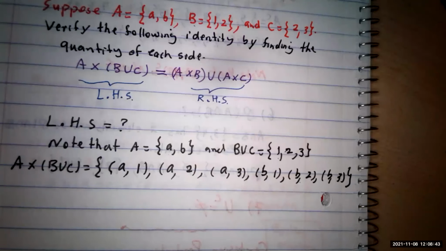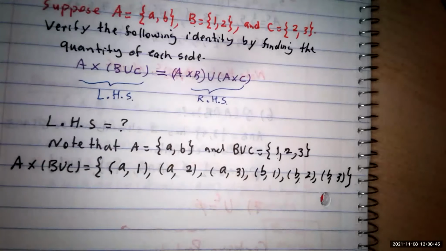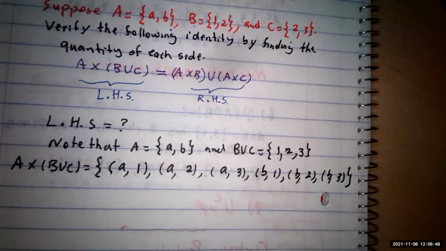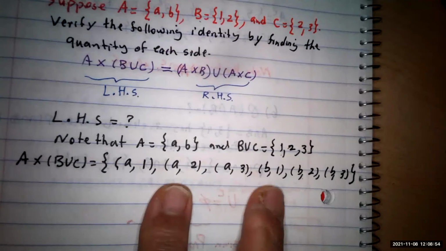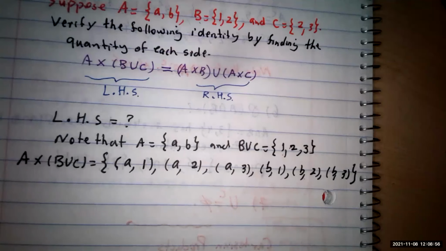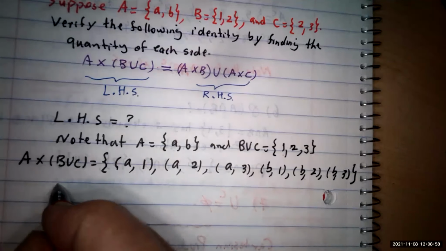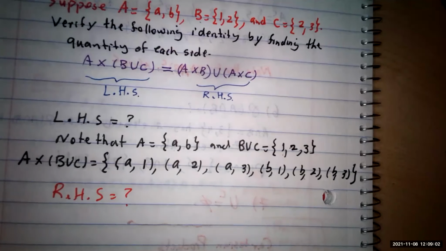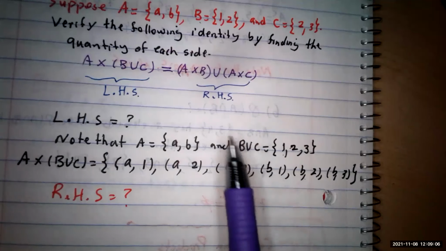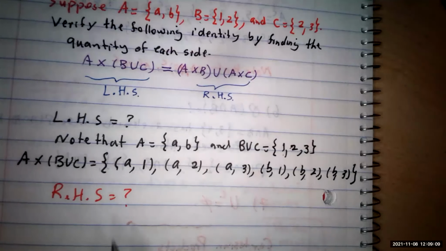For the right-hand side, you have to form A cross B and A cross C, and show that when you put them into the union, you are going to get the same 6 elements. Okay, so let's do the other way around. So how about the right-hand side? What do we have? We need A cross B, so find A cross B first.